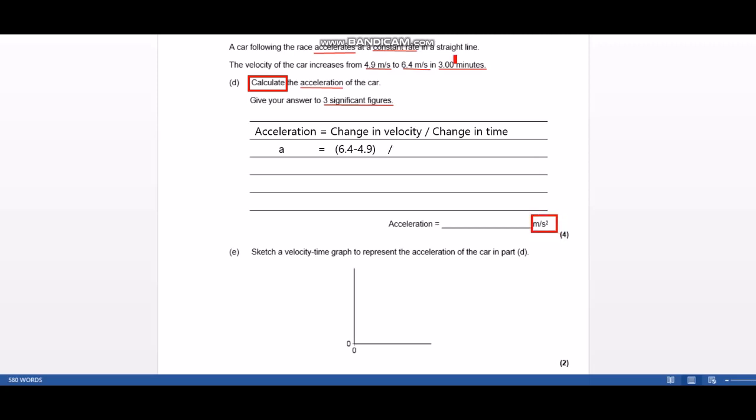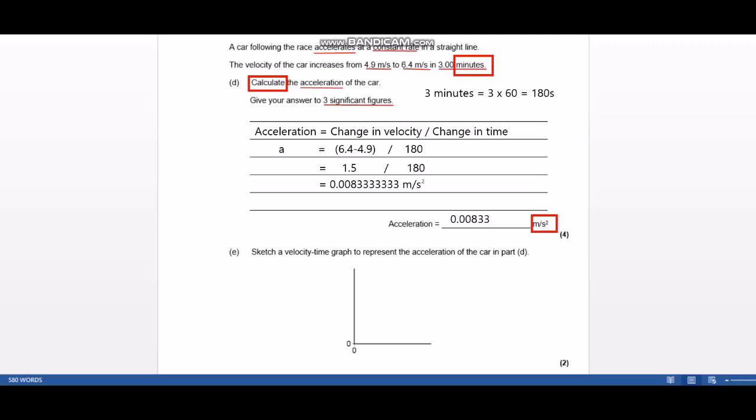So we need to convert minutes into seconds. So 3 minutes equals 3 times 60, 60 because there's 60 seconds in 1 minute, so we get 180 seconds. So 180 seconds is the time that we use. Now, work out the difference. 1.5 divided by 180, which is equal to 0.008333 recurring. So it says give your answer to 3 significant figures. Final answer is 0.00833 for your final 4 marks.